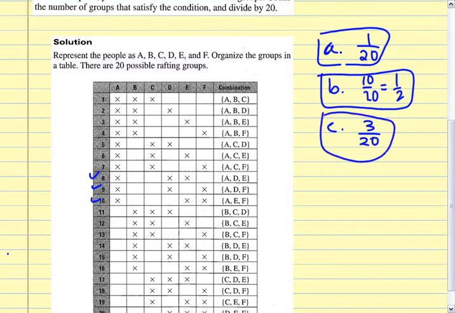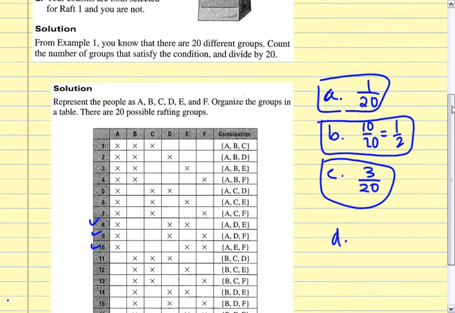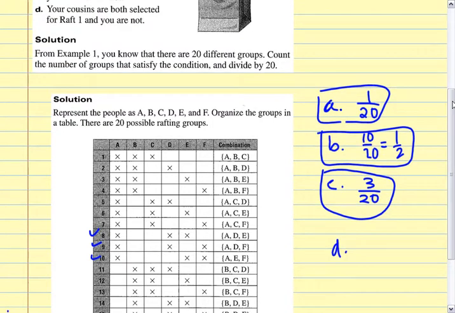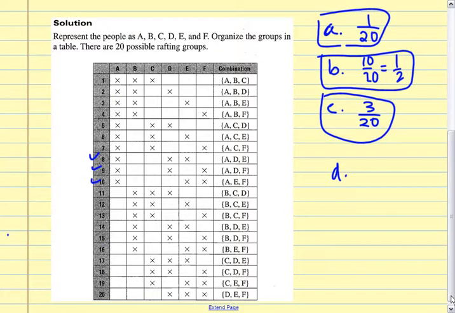Okay? Let's look at the last one here. I love this stuff. Your cousins are both selected for raft 1, but you're not. Okay. Well, how many combinations have B and C but not A? Well, right, because your cousins are B and C, and you're A. So how many have B and C but not A? Maggie, do you know? This one does, right? Let's see. 3. Only 3 of them have B and C but not A.